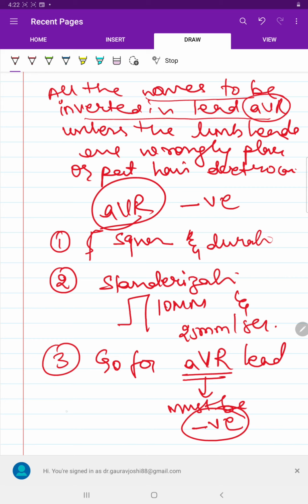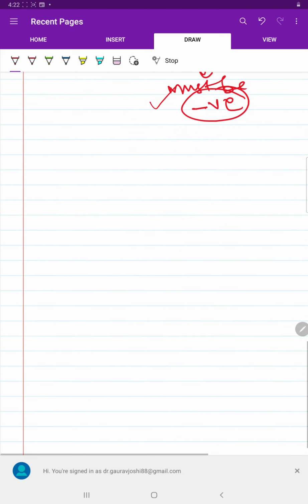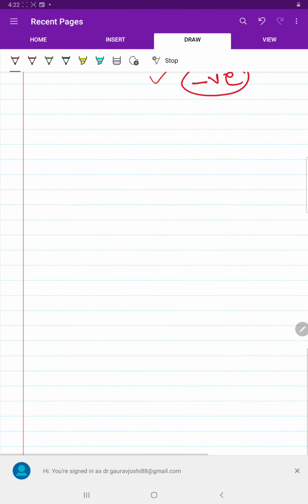After going through the three things, you are happy that okay, squares and duration you have checked, standardization you have checked, and AVR lead is negative. Okay, you are happy to go for the others. Now coming towards the P waves, I will discuss very small values so you will be comfortable. P wave, you know P wave, I will not go to that diagram.